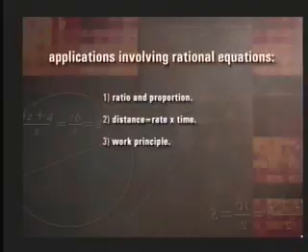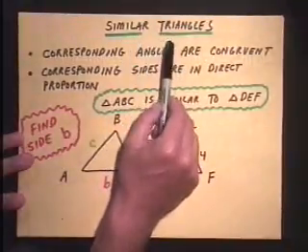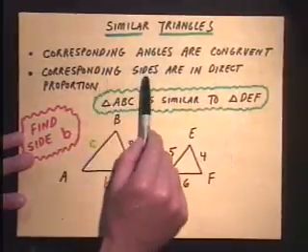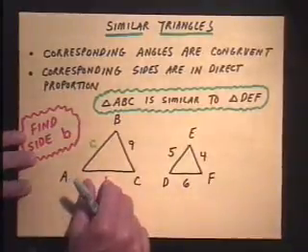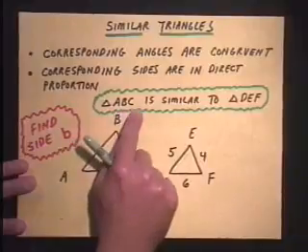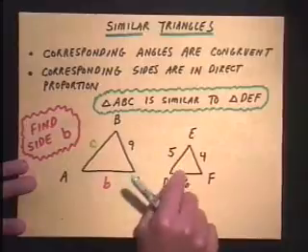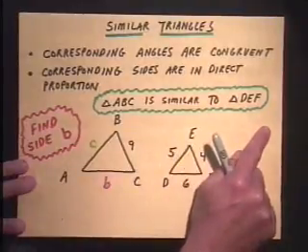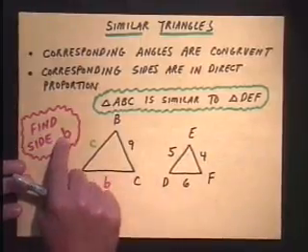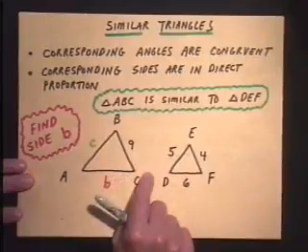All right, so when we go to the examples here, similar triangles: corresponding angles are congruent in them, and corresponding sides are in direct proportion. I made a large triangle here. This is big triangle ABC, and we're going to say that it is similar to little triangle DEF. When that's true, what we're going to try to do here is find side B in red using some proportionality and some ratio.